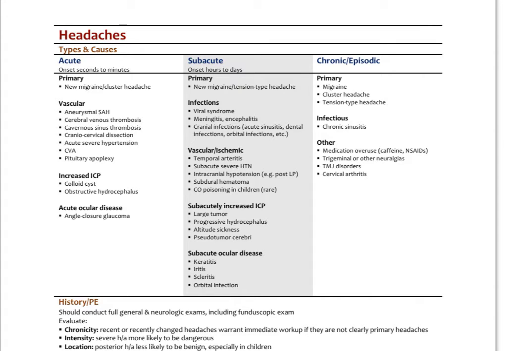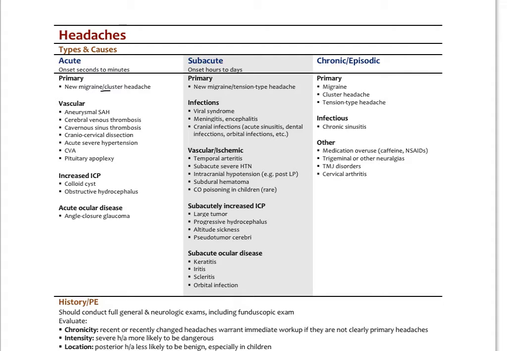Acute onset would be seconds to minutes. Subacute would be hours to days, and then chronic would be longer than that. So let's look just quickly at some of the causes of acute headaches. So the primary would be like a new migraine or cluster headache, where you never had a migraine, but it's your first time and you had one.